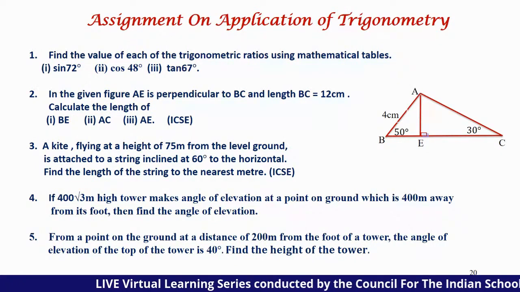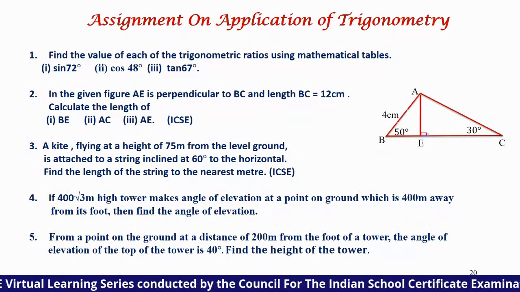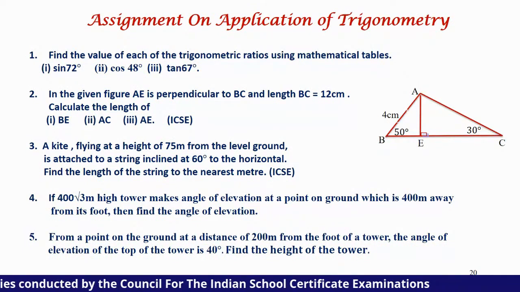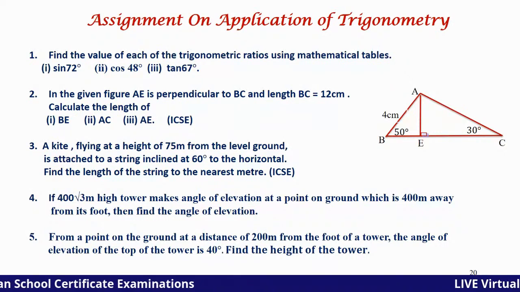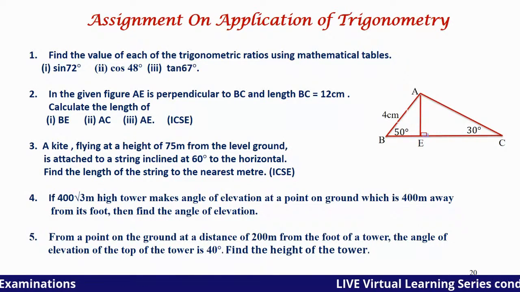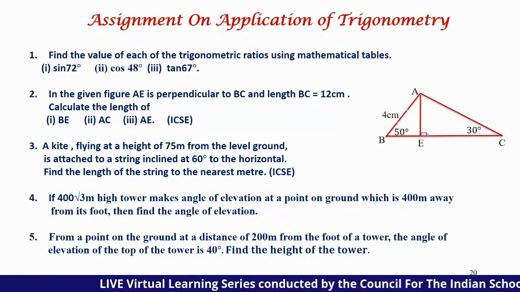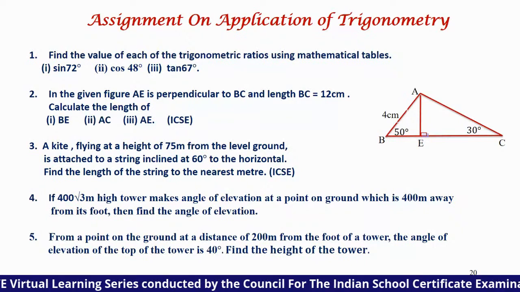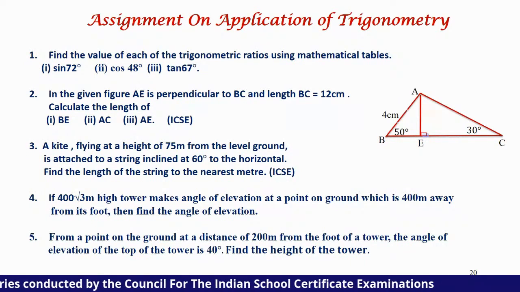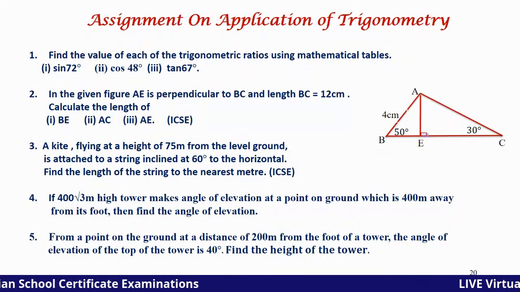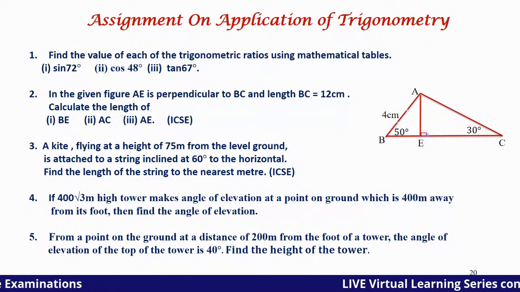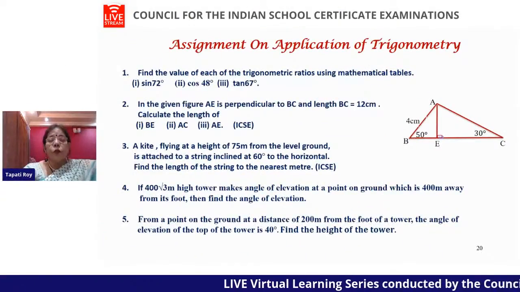And the last question, 5. From a point on the ground at a distance of 200 meters from the foot of the tower, the angle of elevation of the top of the tower is 40 degrees. So distance 200 meters, elevation angle 40 degrees, which is not a standard angle. You need to look up the table, and then find the height of the tower using the appropriate trigonometric ratios. So I hope you have copied that down. Please work out all the sums.